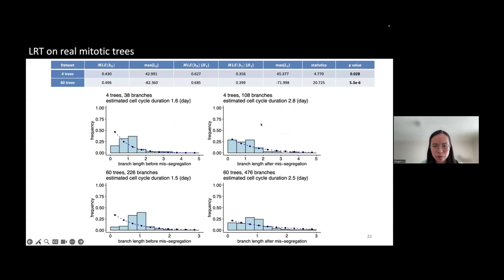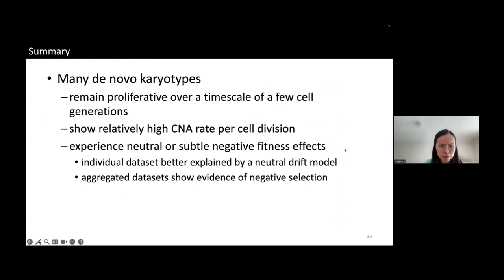For example, here, you can see the estimated cell cycle time increases significantly after missegregation. And in a brief summary, here we use our stochastic modeling approach to show that the new karyotypes after cell missegregation show a relatively high CA rate per cell division, and they may experience neutral or subtle negative selection.